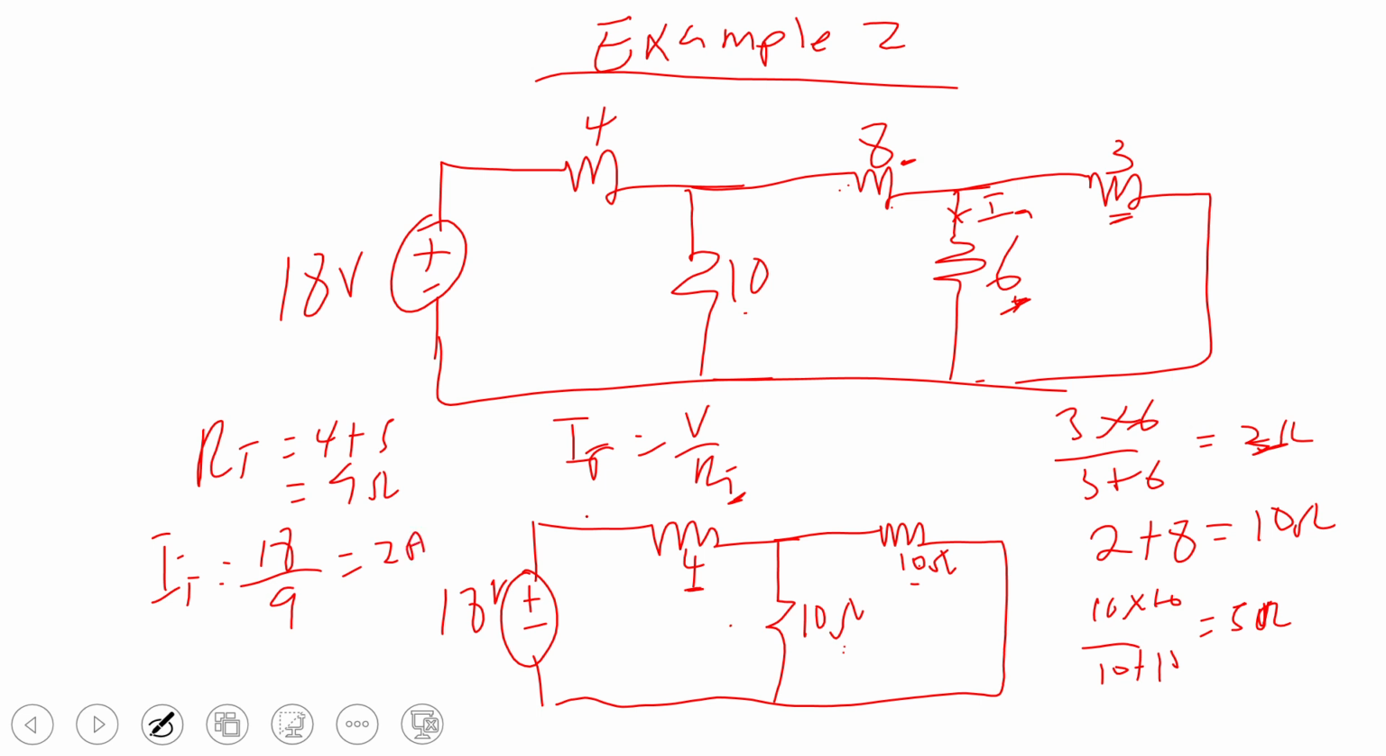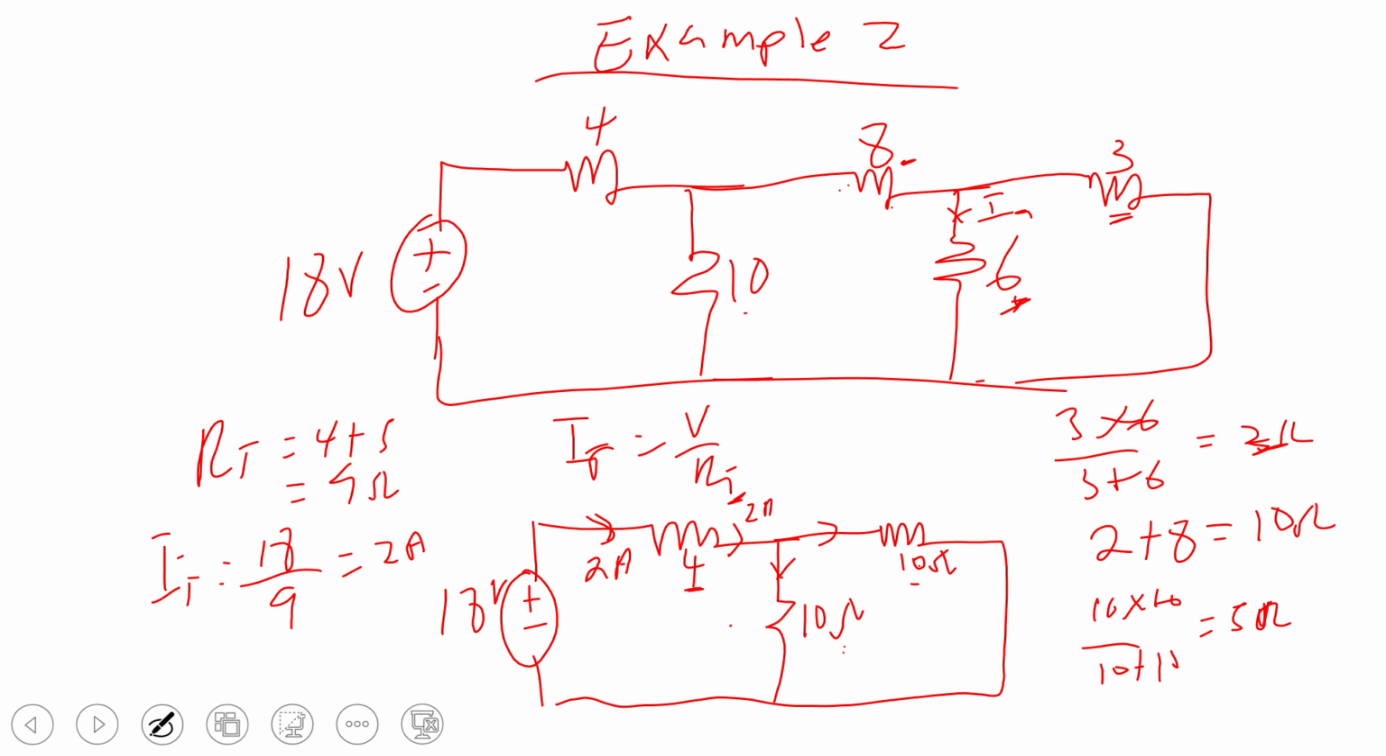It means that the current coming here is 2 amps. So when this 2 amp gets to this junction, the 2 amp is now going to divide. So here is 2 amp, and it's going to divide among this and this.